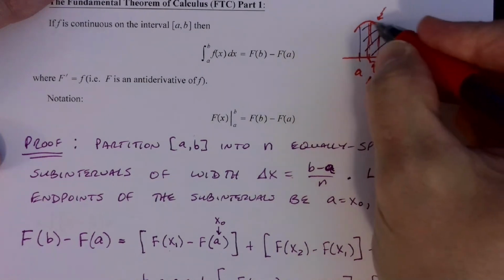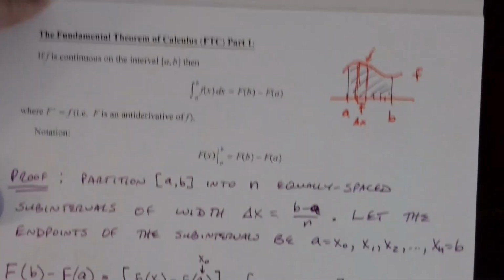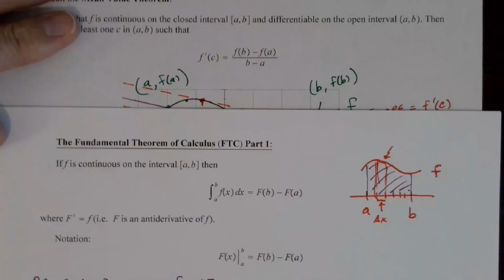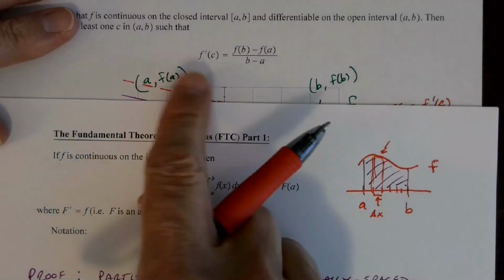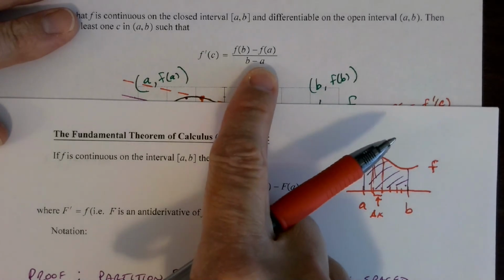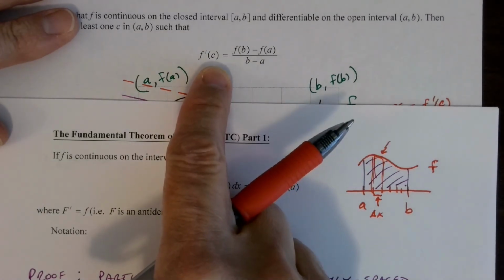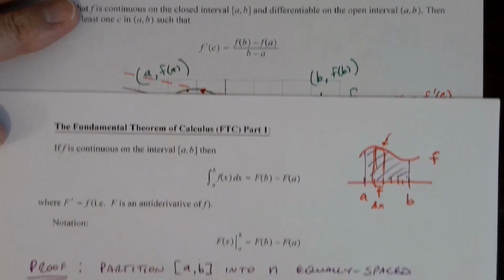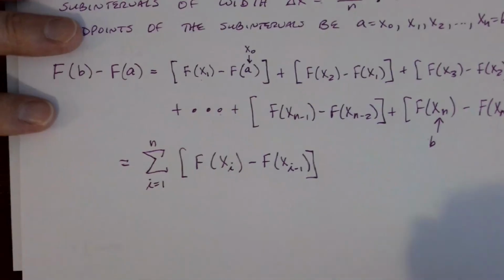And on that small interval, I'm going to apply this mean value theorem right here, saying that on that little short interval, the average rate of change is going to be equal to the instantaneous rate of change at some point on that interval. So that's what I'm going to do now.